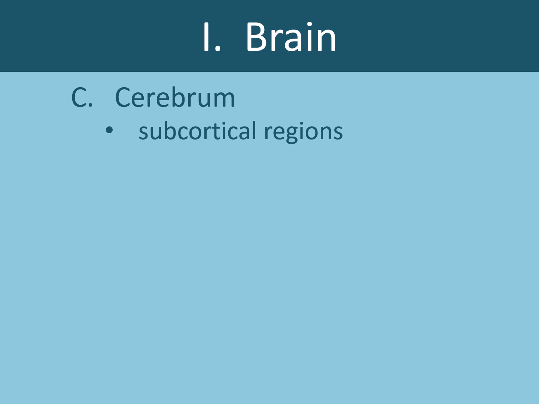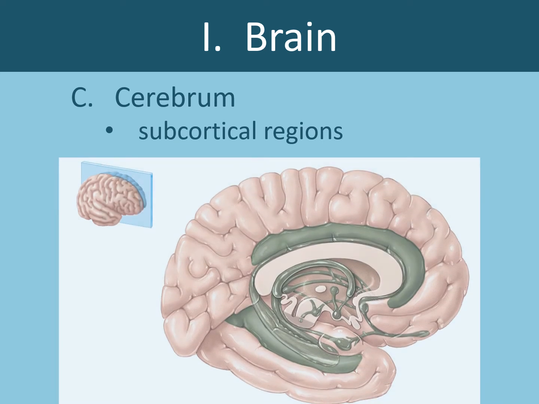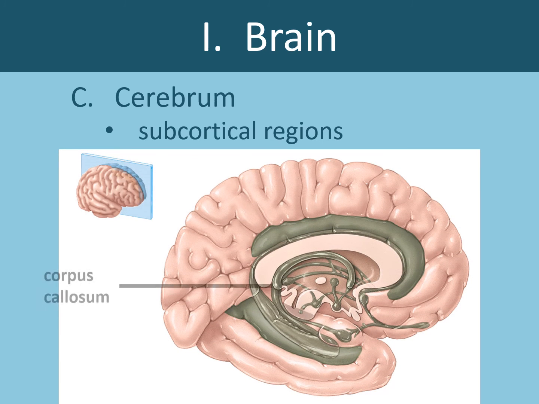To explore these subcortical regions, let's look at a mid-sagittal section of the brain. The area in pink is the corpus callosum. This ridge right here. Again, that's the area that connects the right and left hemispheres of the cerebrum.